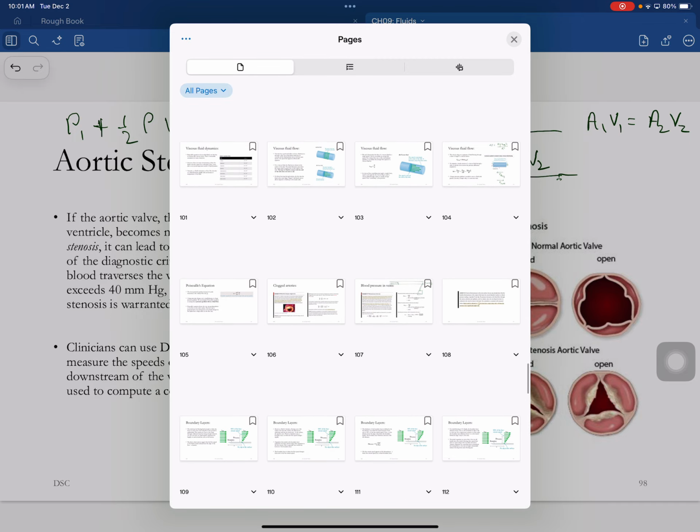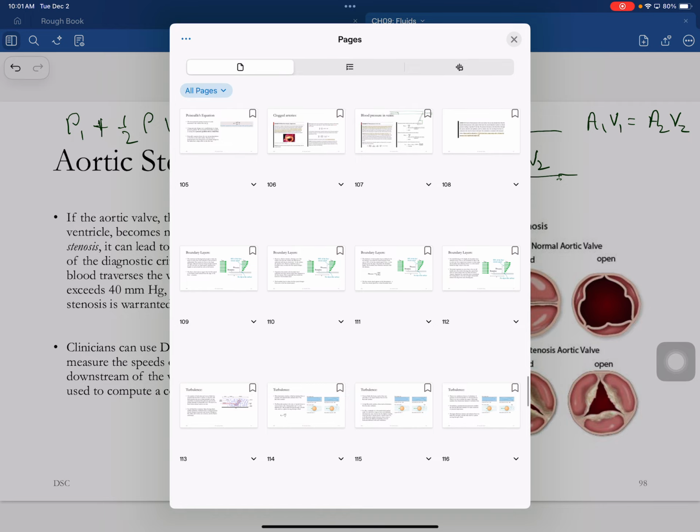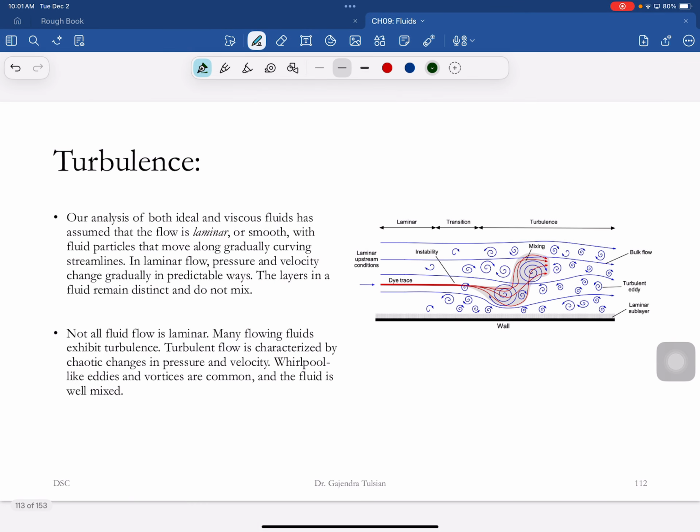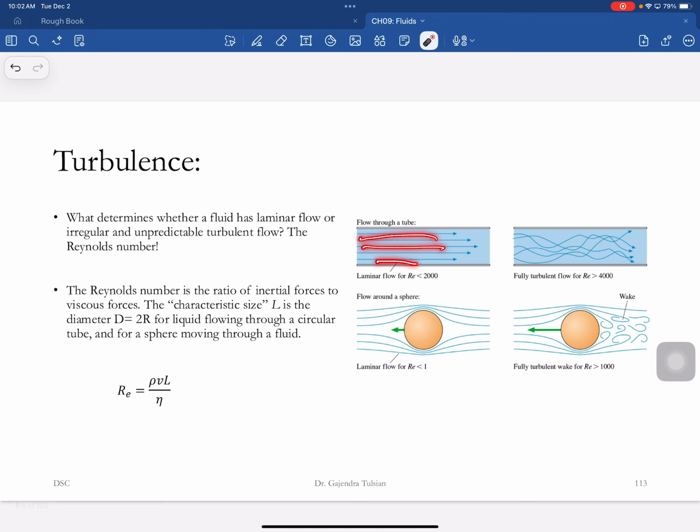So in your body, all flow is laminar. And if there is turbulent flow, that means something is not functioning properly. So whenever a doctor is using a stethoscope, that's what they're listening for. They're listening for turbulent flow. So our analysis of both ideal and viscous fluids is assuming that the flow is laminar. So this is laminar flow. This is turbulent flow.